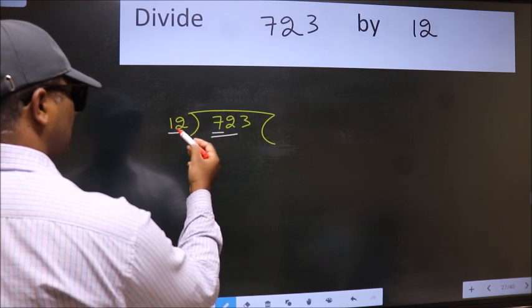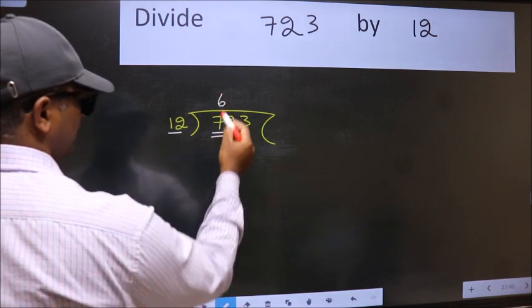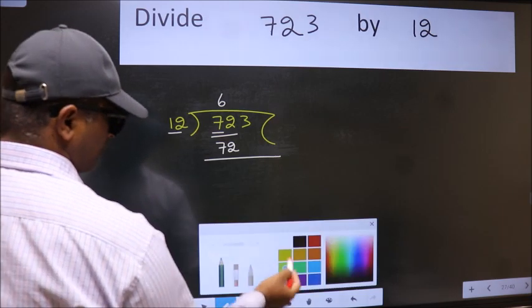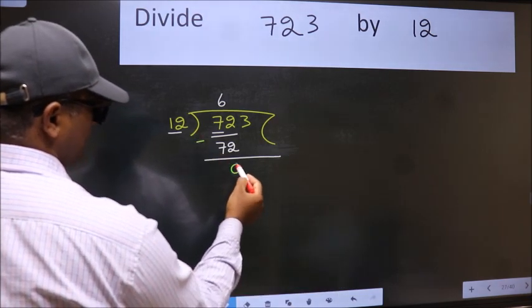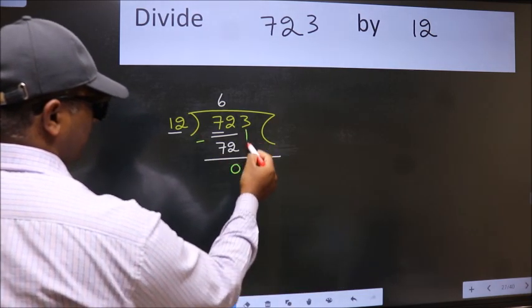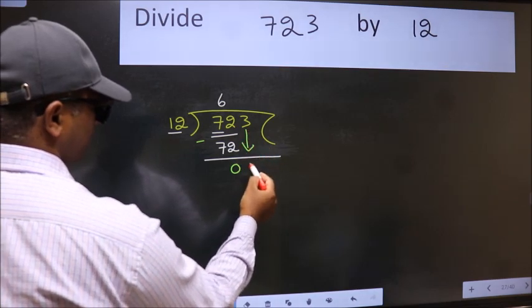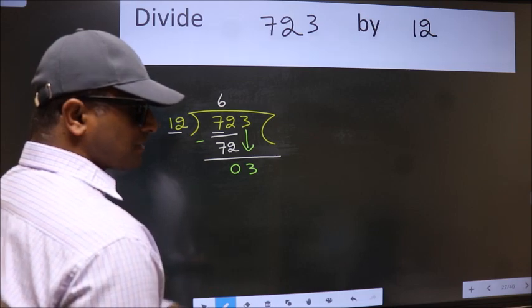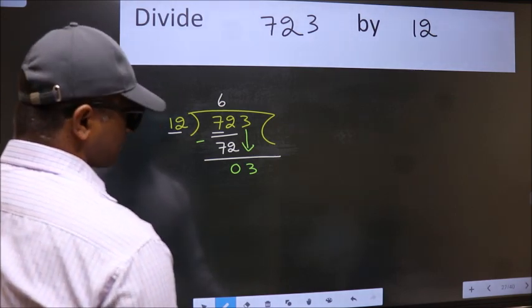When do we get 72 in 12 table? 12 6's 72. Now we should subtract. We get 0. After this, bring down the beside number. So 3 down. After this step, the mistake happens, and the mistake is this.